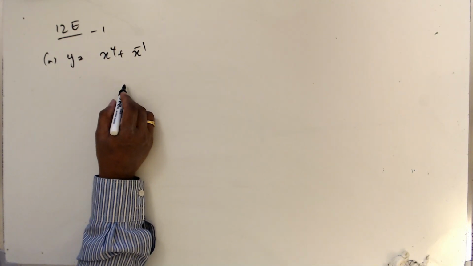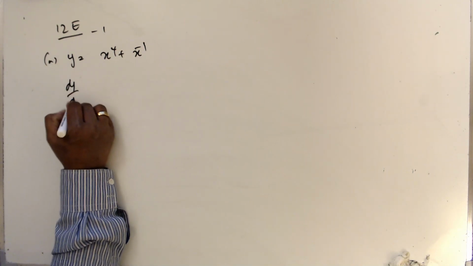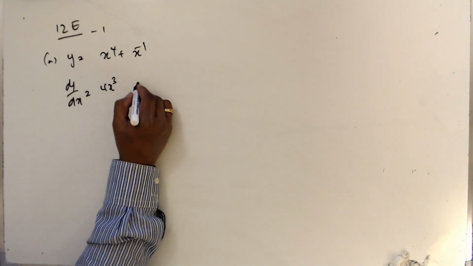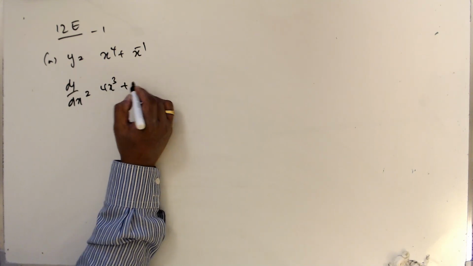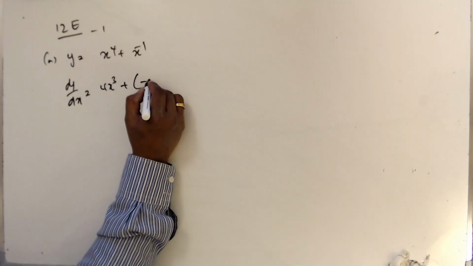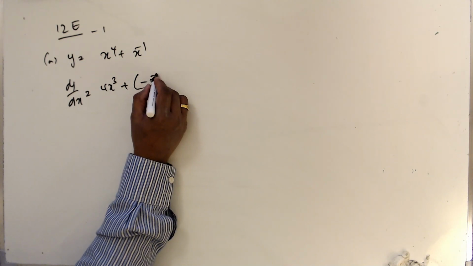12a, question number 1a, this one. So dy by dx equals 4x cube. You can write then plus, make sure that you see minus here, put a bracket, minus x minus 1, x minus 2.